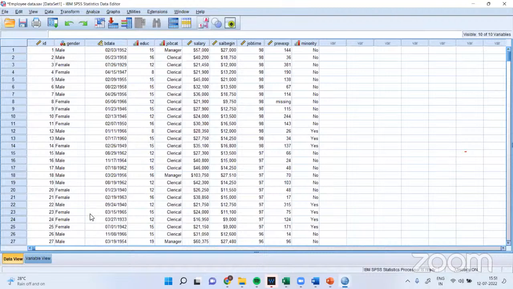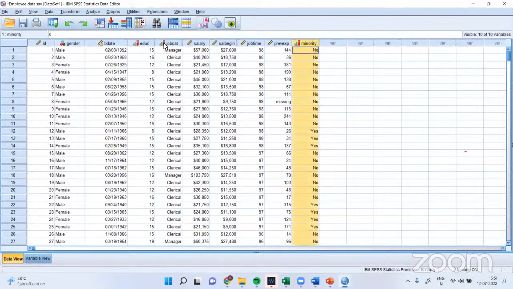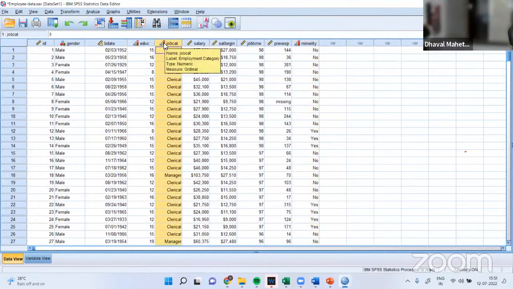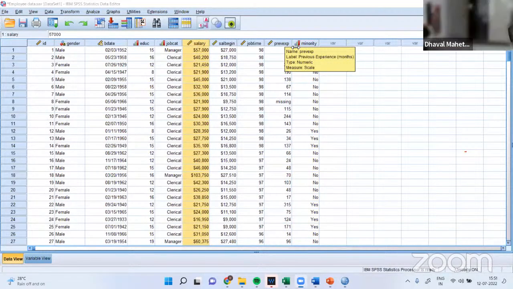Sir, minority and job category. When both of them are categorical, you will be running chi-square. Yes, minority and salary. Now, anybody who will be fast in writing the null in the chat box, what will be the null? We are running minority and salary.